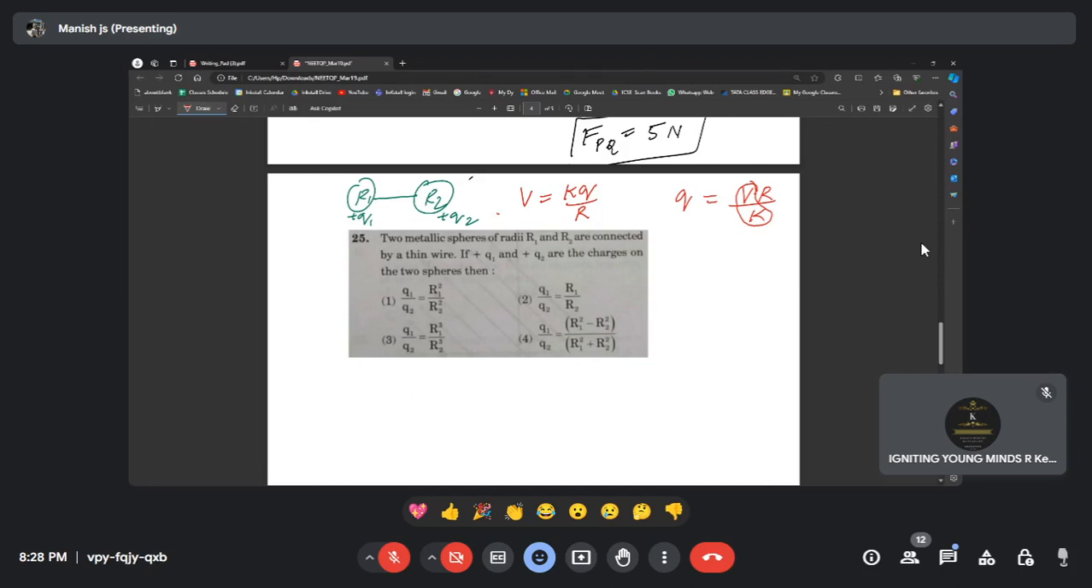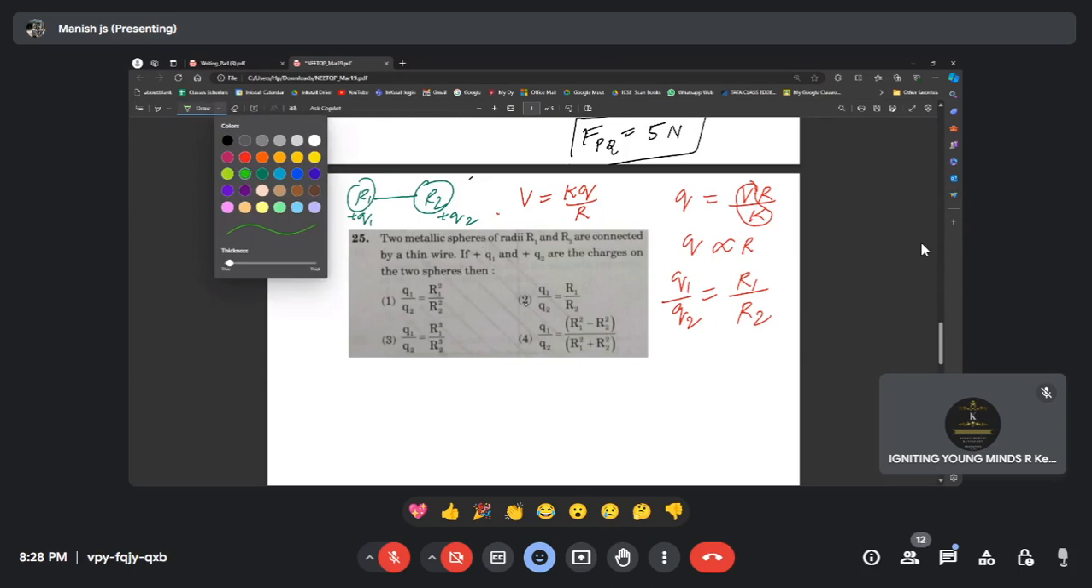Then what is Q1 upon Q2? So we understand that Q is directly proportional to R. Then Q1 by Q2 is just R1 upon R2. That's it. The correct option is option 2 or option B. Find a simple one.